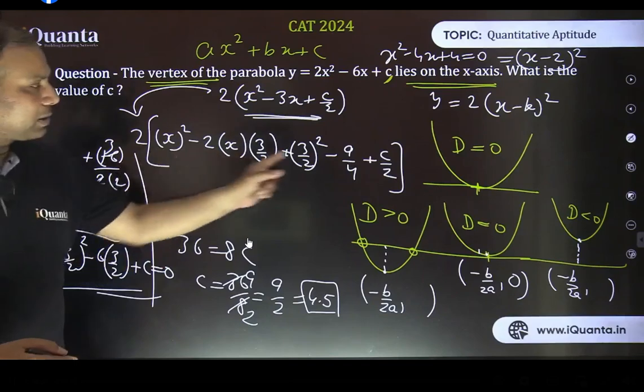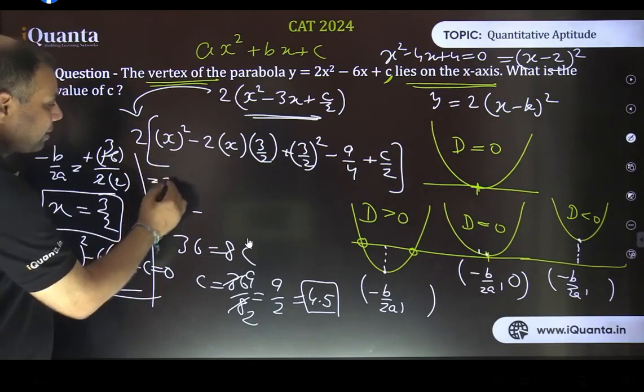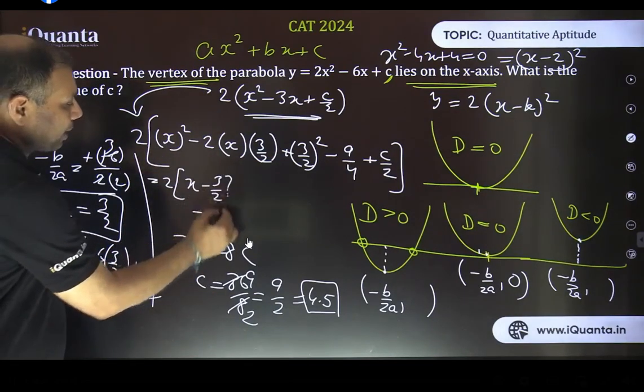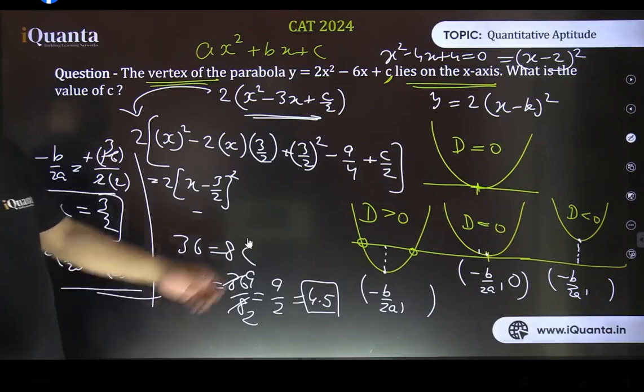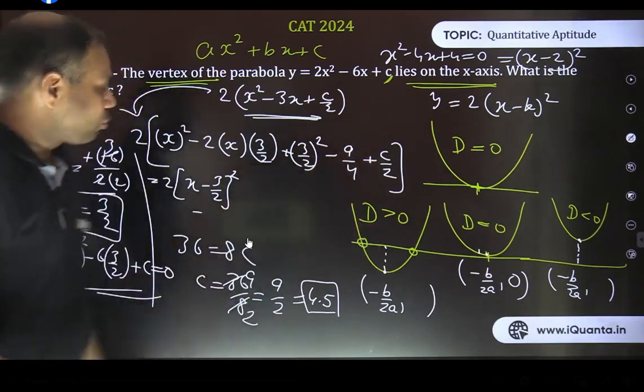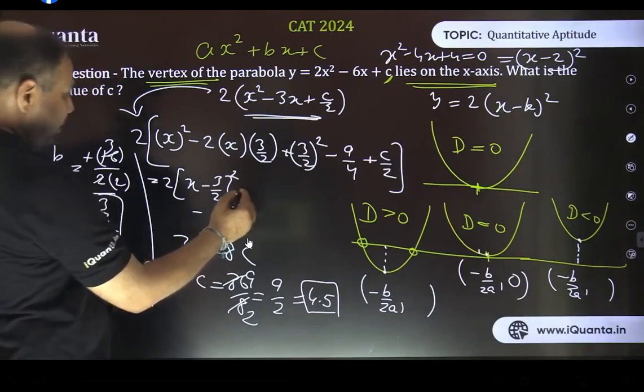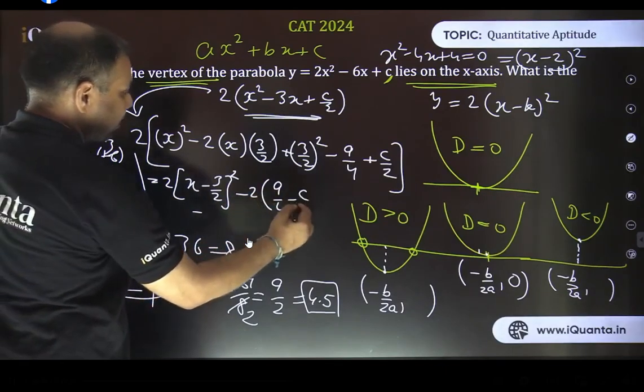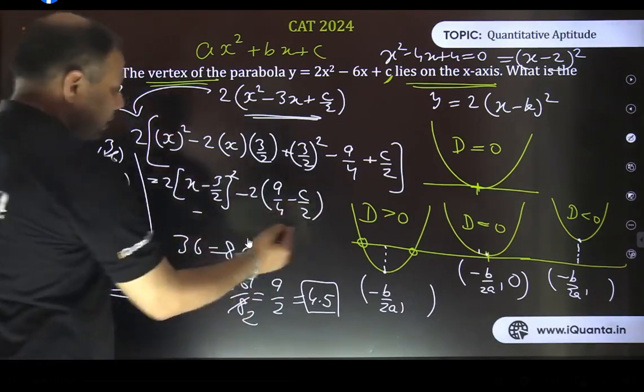Fine. Now these first 3 terms make a perfect square. Let me write it: 2 times x minus 3 by 2 square. And other than this, we are having this part, and basically this part must be equal to 0. That's the only thing. So just equate it to 0. So you will get minus 2 times 9 by 4 minus c by 2. So this part must be equal to 0. So we can find the value now.